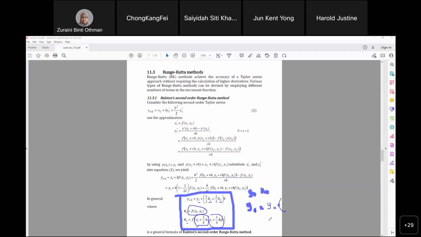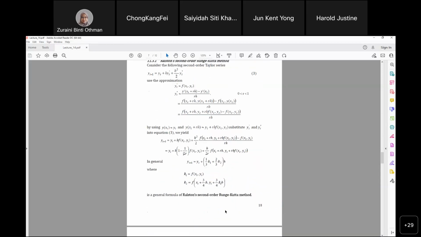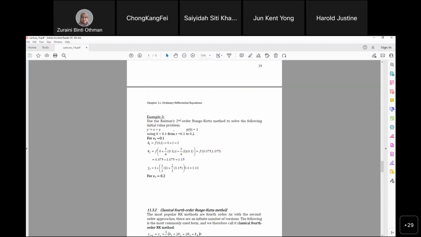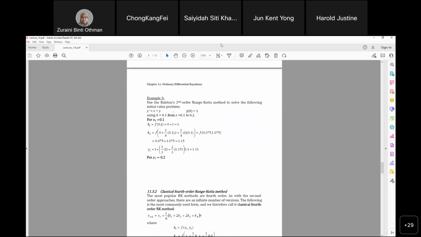Okay, we look at the example. By using this Runge-Kutta second order, how can we solve the equation? Okay, now dia dah bagi satu example kat sini. Okay, use second order Runge-Kutta, which means we know that we have to refer to this formula.